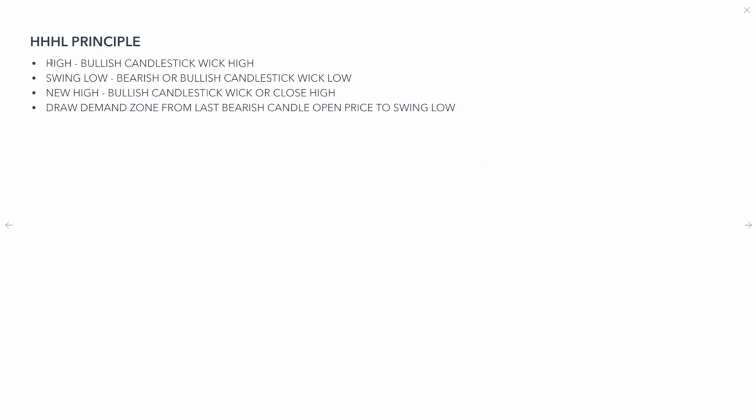But when it comes to drawing demand on a price chart, what we need to do is follow some simple rules. First of all, for price to create a high, it needs a new high, could be 2 candles, and then we want there to be a swing low, a bearish or bullish candle wick low. So we're looking for some sort of bearish candle and the potential wick, and then we're looking for a new high, so a bullish candlestick wick or close high.